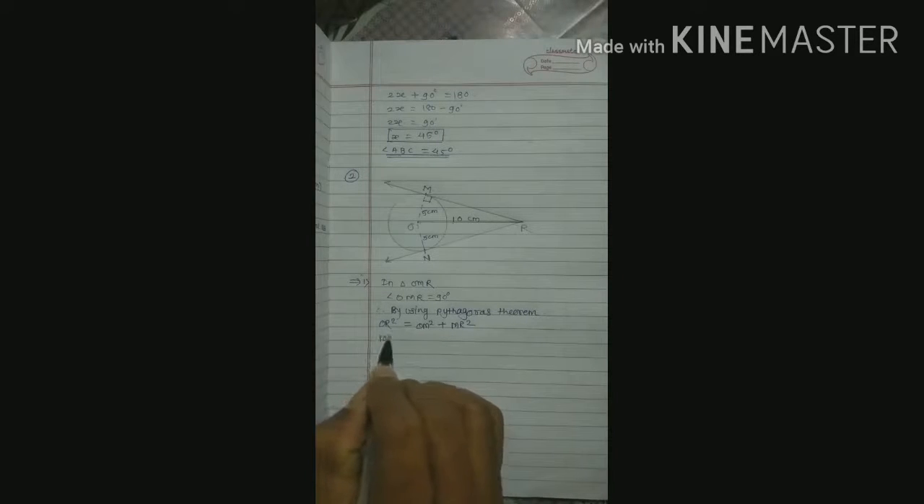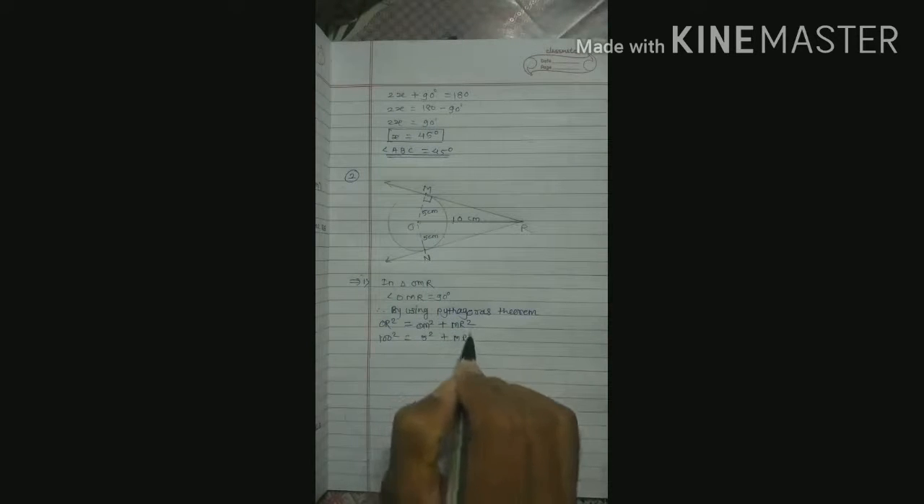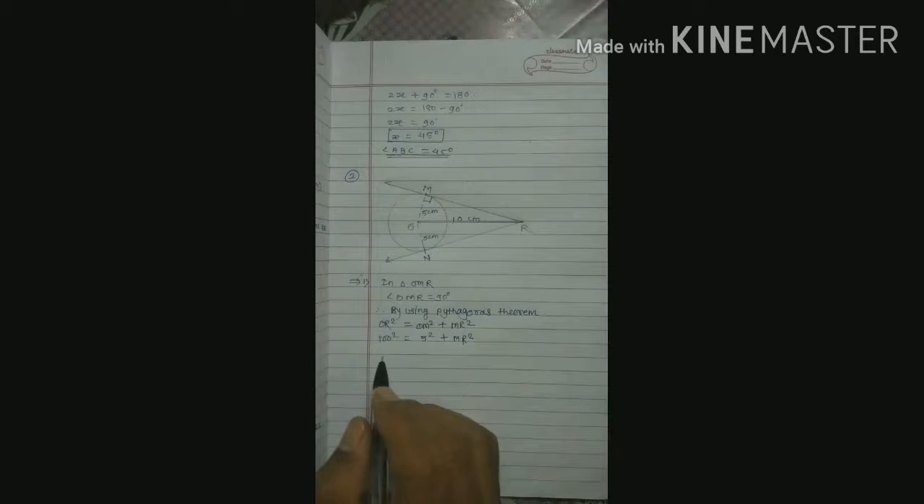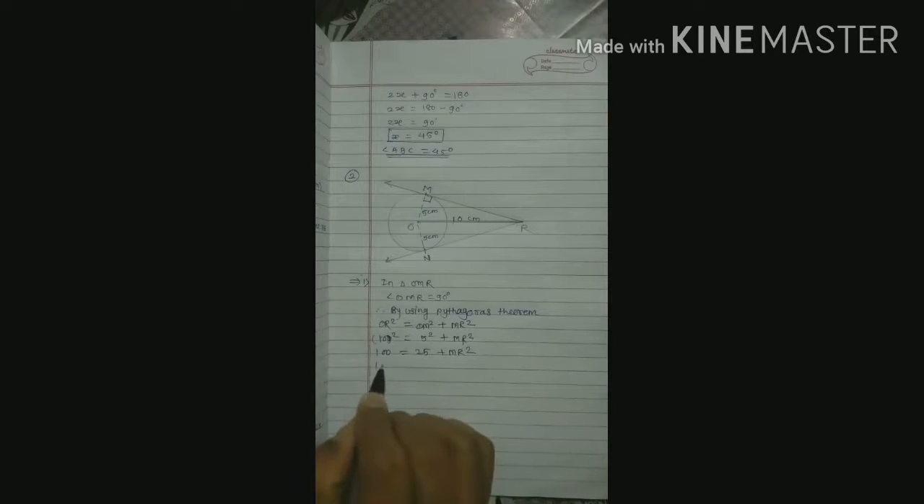OR square is 10 square, OM square is 5 square, and MR square is to be found out. Here it is not 100, here only 10 square. Then 10 square is 100 is equal to 25 plus MR square. Then 100 minus 25 is equal to MR square. Then MR square is equal to 75, and taking the square root on both sides.